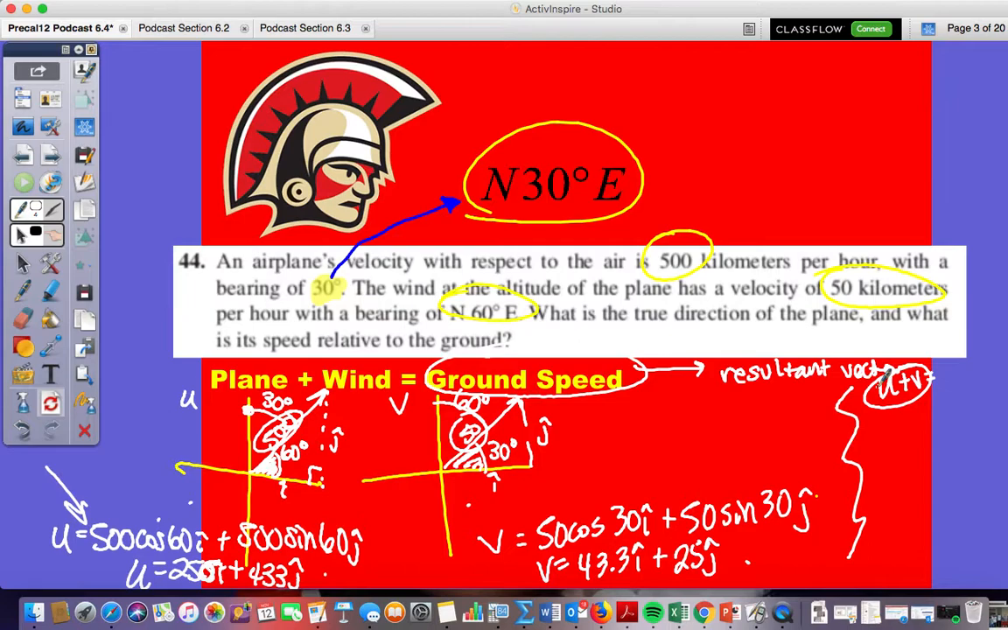Okay? And remind me, I'll put this formula on the test too. Plane plus wind equals ground speed. So what would be U plus V? Oh, wait, 433 plus 25 J. I think it's 250. I know it looks weird over there. That's my fault. So what is that? 293.3? Is that right? 293.3 I. And then what's the J? 458. Awesome. 458 J. Thanks, Audrey. Appreciate it. Thanks, Hannah. So we've got this right here, which is our resultant.